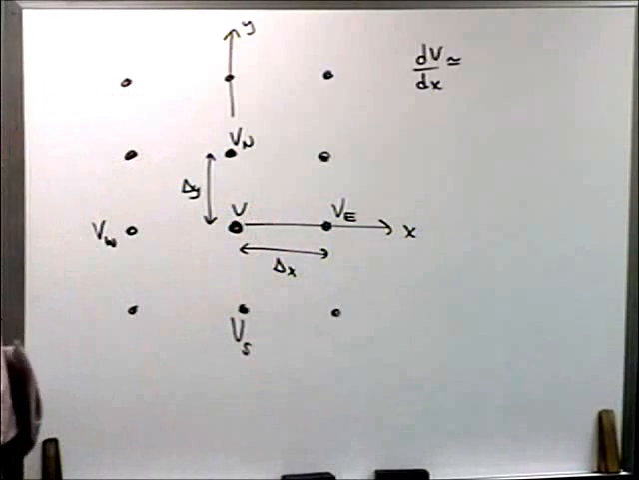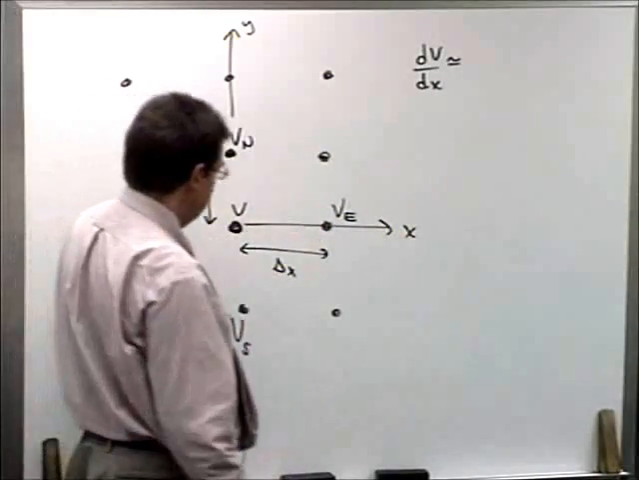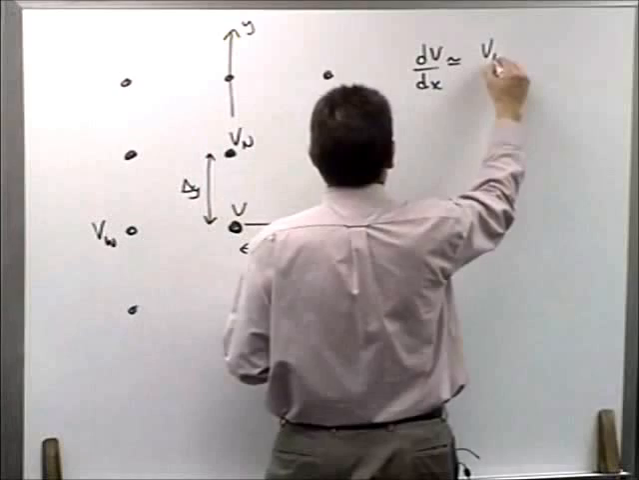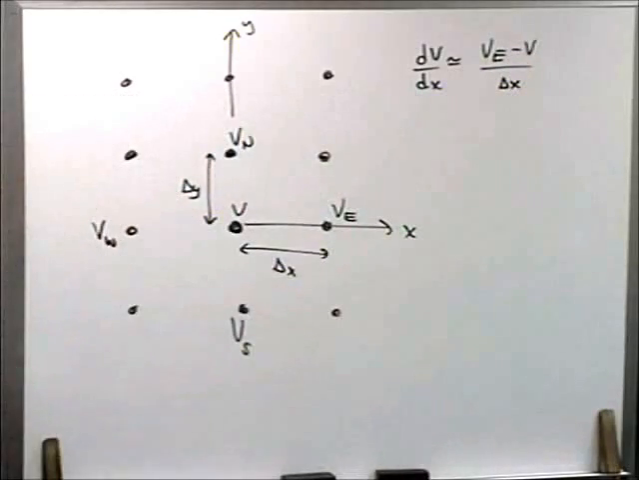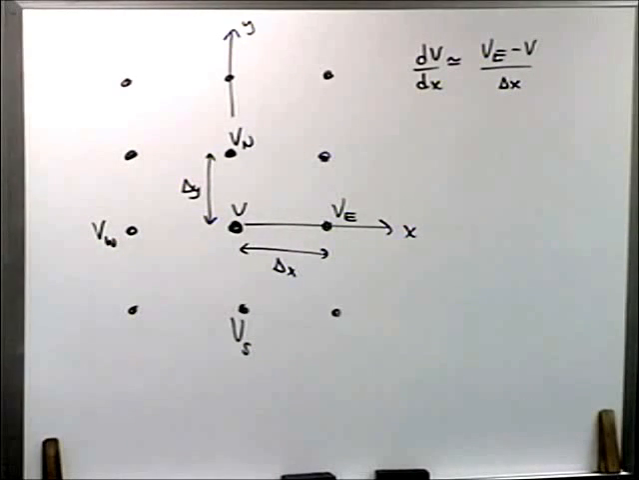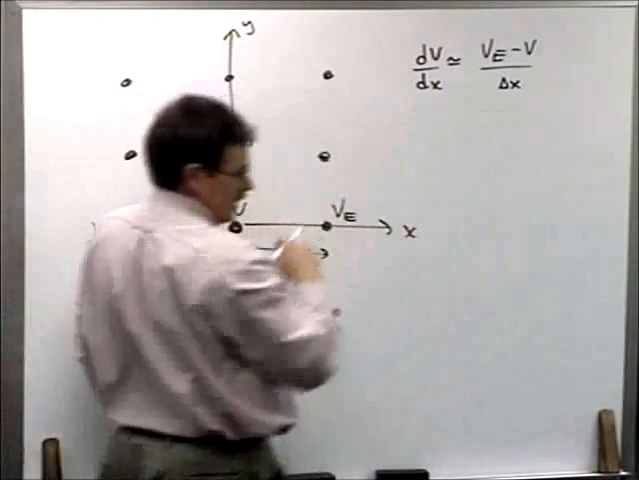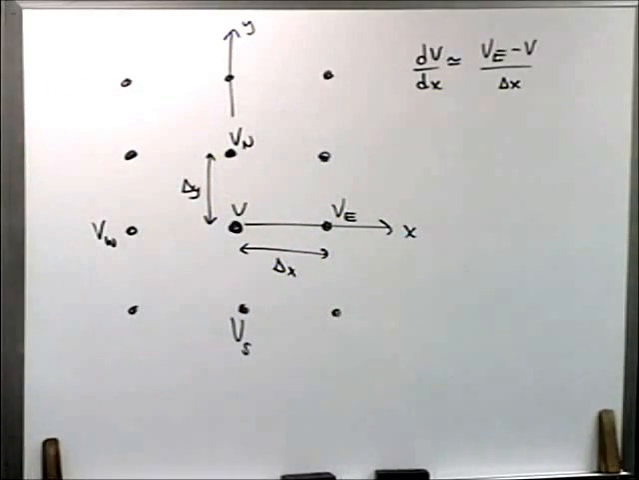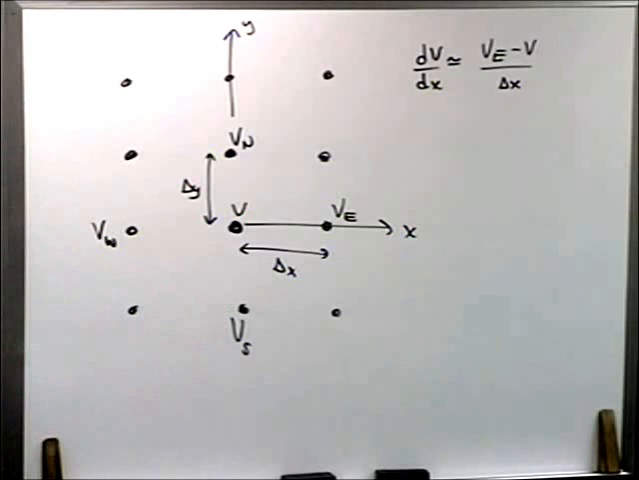And just leave this as v for v in the center. So if we want to calculate derivatives on here, dv dx might be, well, that might be v east minus v divided by delta x. So that's what we mean by a finite difference. It's just a difference there divided by delta x, and in the limit as delta x goes to 0, this becomes the actual derivative. Here we're not going to take the limit, we're going to let delta x be some size, but if we want a better answer, we might make these points closer together and essentially take some kind of limiting process that way. Okay.